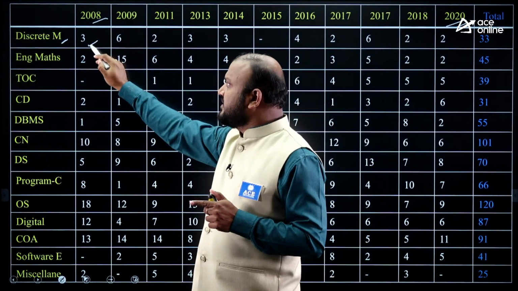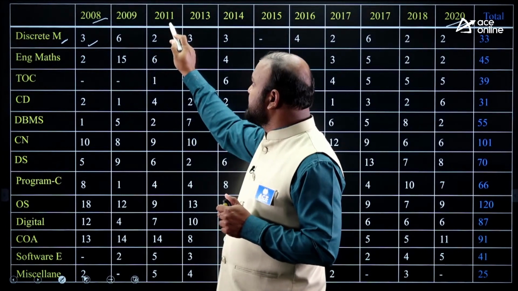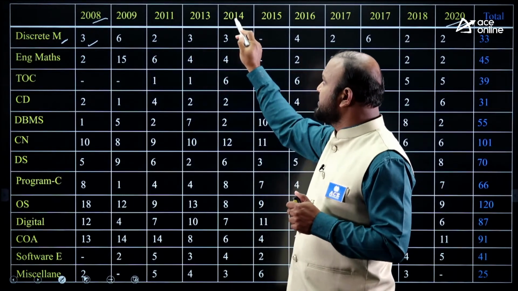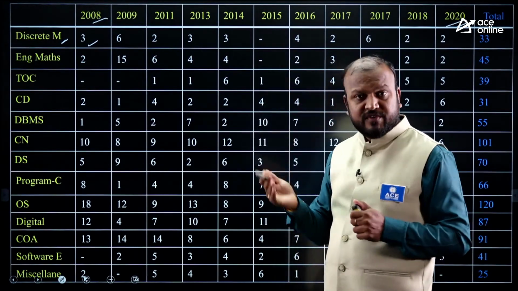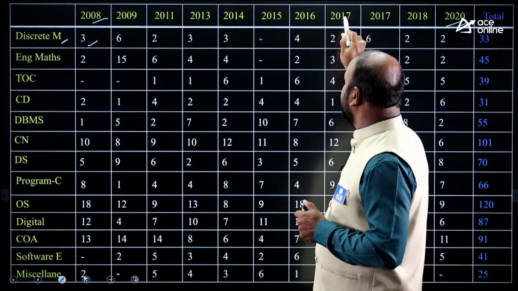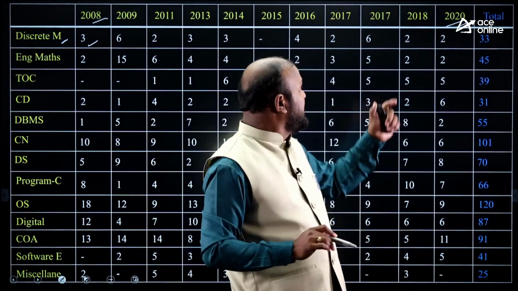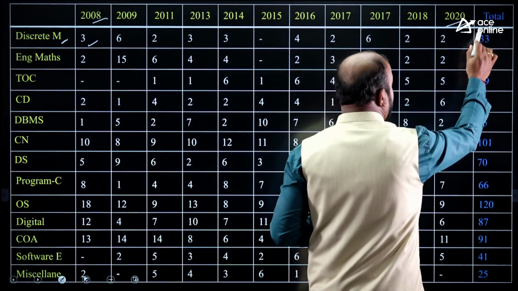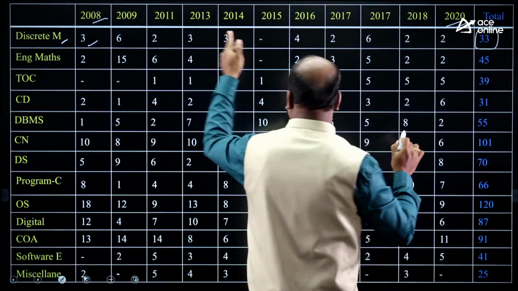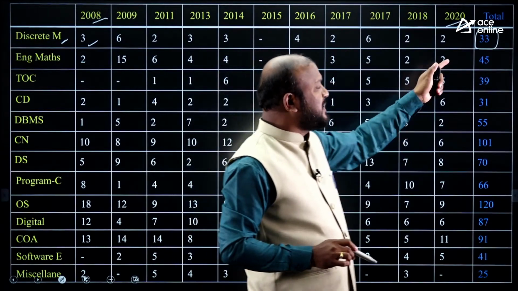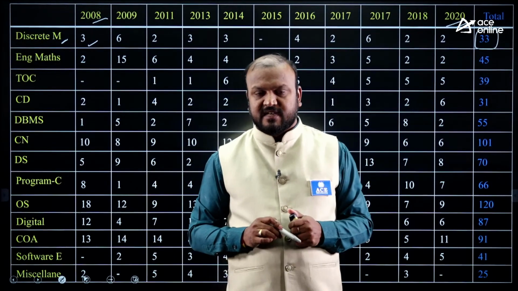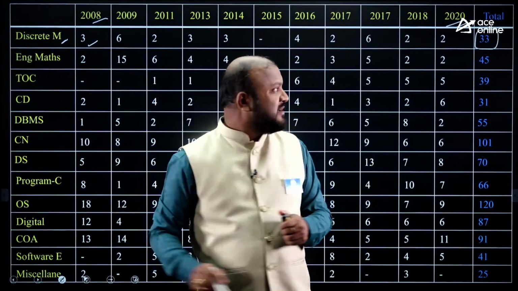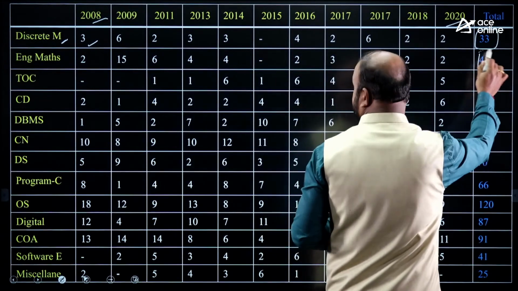In 2008, there are 3 questions, in '09 6 questions, '11 2 questions, '13 3 questions, '14 3 questions. In '15, no question asked, and '16 4 questions, '17 2 questions, and '18 2 questions. So far, in all these papers, from 2008 to 2020, there are totally 33 questions asked. Similarly, in engineering mathematics, there are 45 questions.